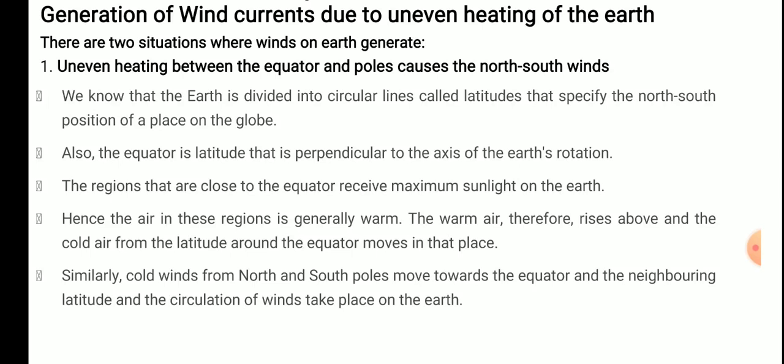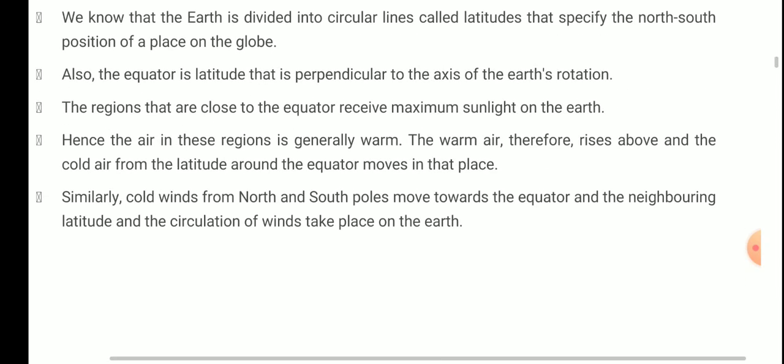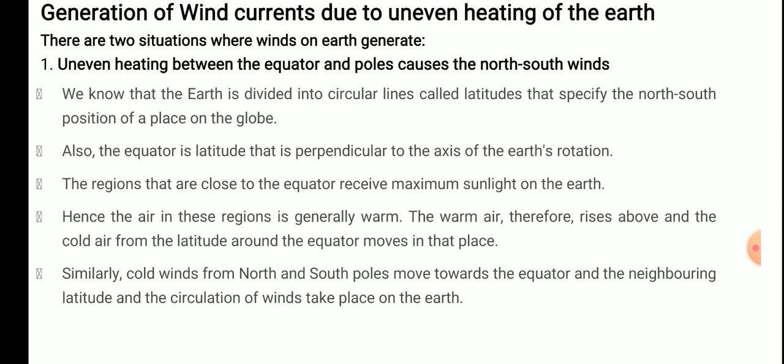So similarly, cold winds from north and south poles move towards the equator and the neighboring latitude, and the circulation of winds takes place on the earth. Okay, clear, students? Just a minute, read these points again and then we will move forward.